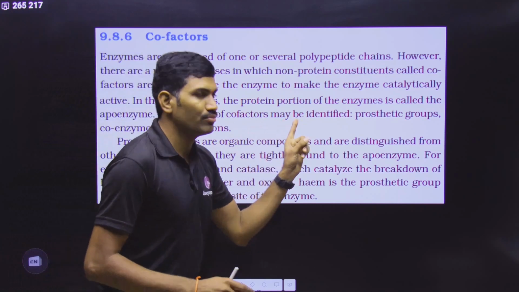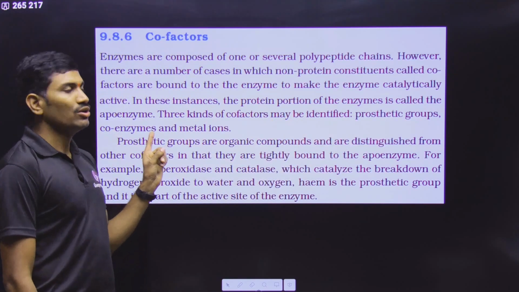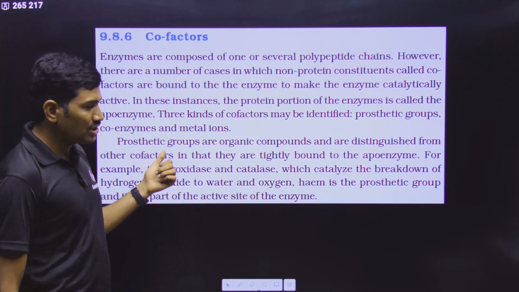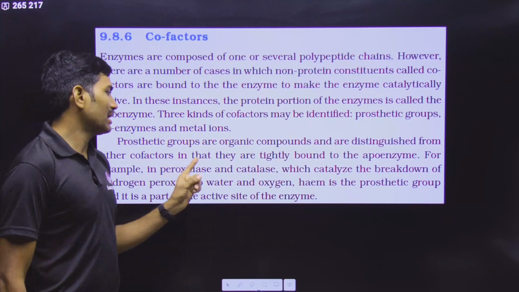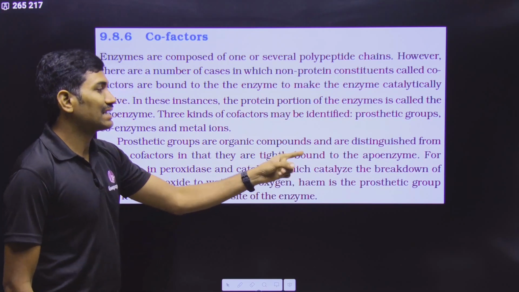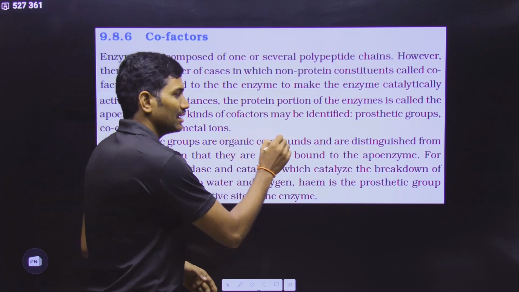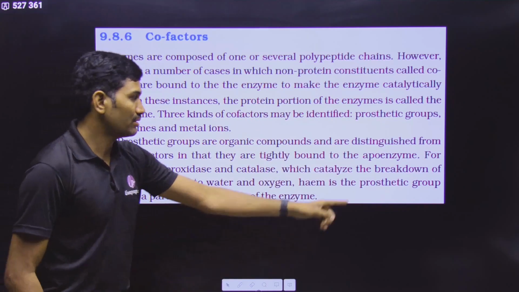And three types of cofactors are identified. They are prosthetic groups, coenzymes, and metal ions. These are the three important types. And what are prosthetic groups? These are organic compounds that are distinguished from other cofactors in that they are tightly bound to the apoenzyme. This is very important: prosthetic group, organic compound, and it is tightly bound to the apoenzyme. Very important point.